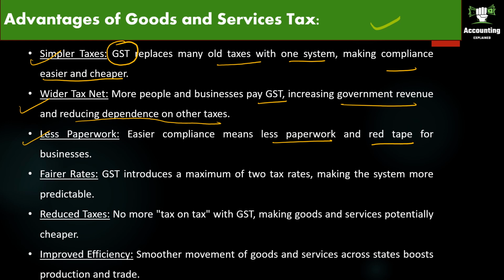Which is a very good advantage of levying GST. Fairer rates. GST has a maximum of 2 tax rates. So it is very fair for the person who is using it, and it is also very predictable. Reduced taxes. No more tax on tax. Similar to the first point, making goods and services potentially cheaper. Since there is no tax on tax, we have only one tax for the product. We can get the product or the services at a cheaper rate also.